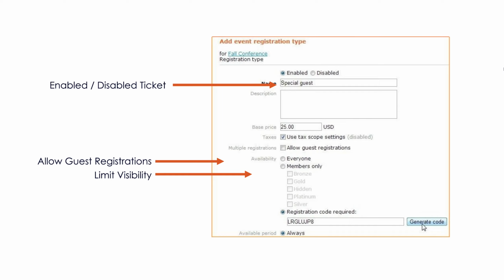You can, of course, define the price of your registration, and allow multiple people to register under the same email address. That's what this multiple registrations option allows. And you can also restrict the availability. This is really important when it comes to offering members only versus public rates. We're going to, again, jump into this in just a second, but here is a preview of what you're going to see coming up.